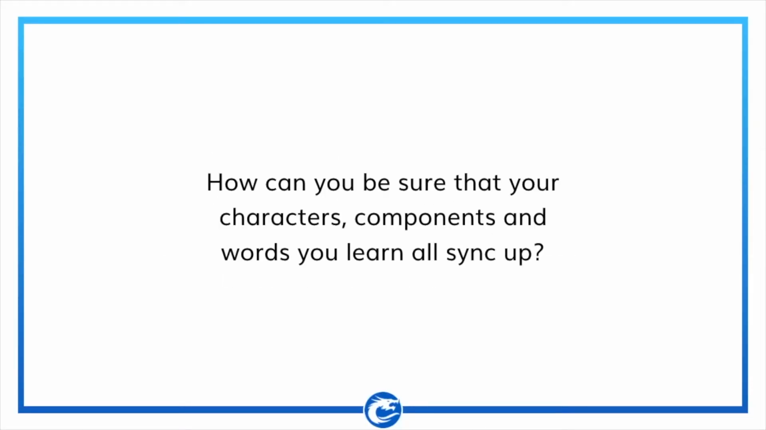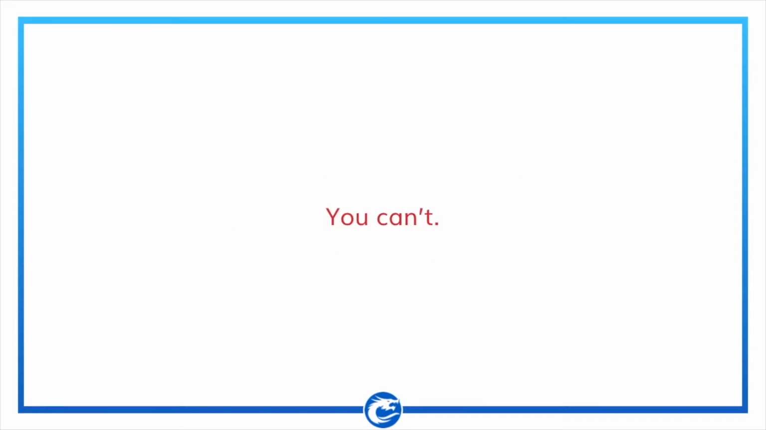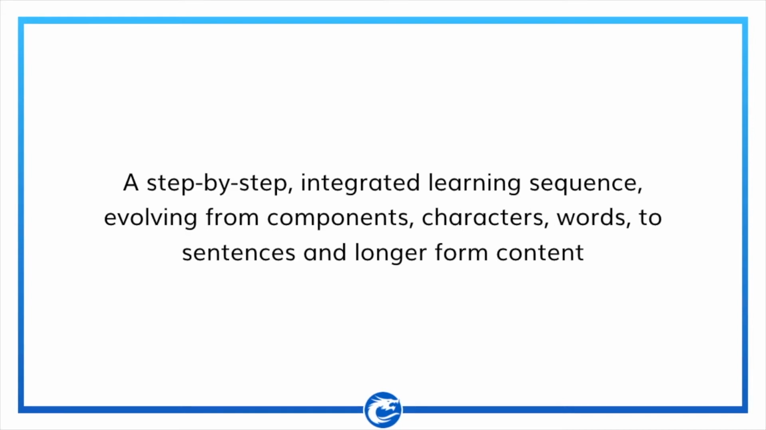So we decided to sync up these characters, components, and pronunciation at every level of the language, from pronunciation to characters, to words, to grammar, to longer form content. Originally you couldn't, but now you can because we've created Oklo. That's the acronym we've used for Optimal Character Learning Order. So it's not just about the characters, it's about exactly how we introduce them.